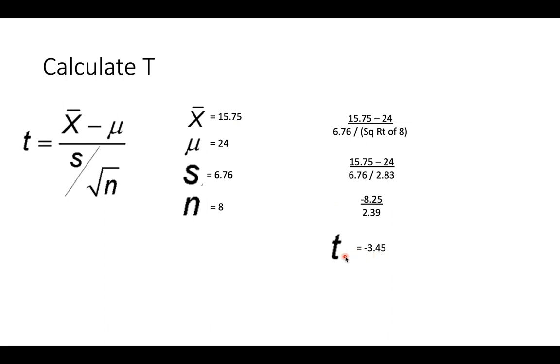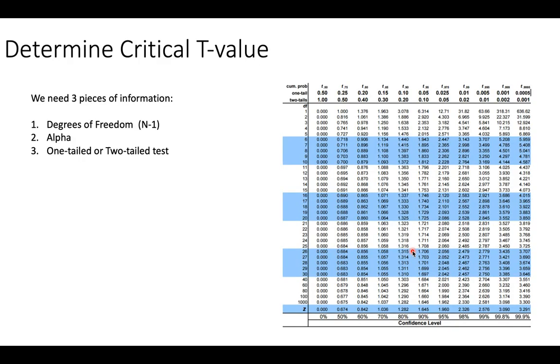The question we need to answer now is, are they enough below the mean for us to claim that cognitive behavioral therapy decreases depression? So we have our calculated t-score. That's analogous to our z-score that we just had. But now we need our line in the sand, what we call our critical t-value, our point of comparison.